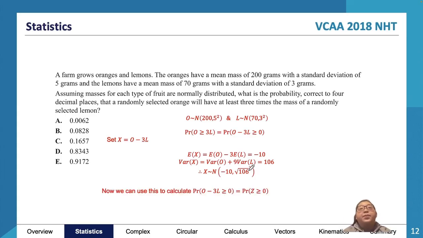Now we want to find the probability that X is bigger than 0. So we can just calculate that distribution, that X is greater than 0. What we do is we pop that in and we'll get that it's 0.1657, which correlates with option C.